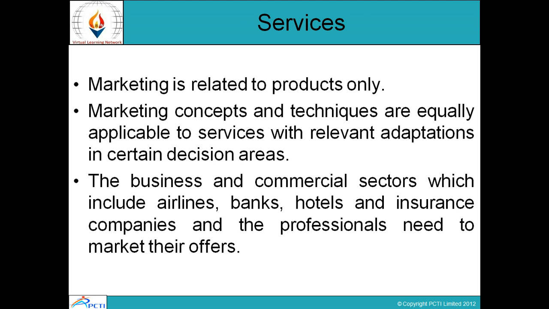When we talk about services, marketing is not just related to marketing of products only. So the concepts, the techniques of marketing of product is equally applicable to services. Yes, there are certain adaptations that are to be taken care of. So recently services, they never found a place in a multilateral discussion in GATT or data or information relating to services. But it should always be remembered that marketing concept, as we've just discussed it, they are equally applicable to the services also.